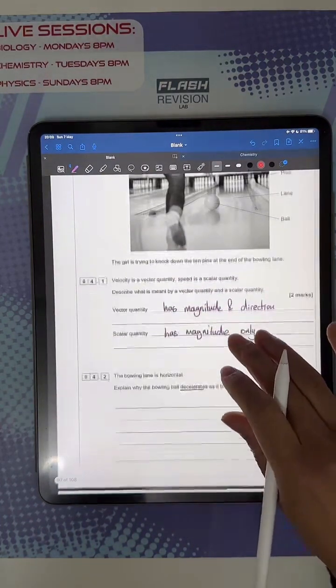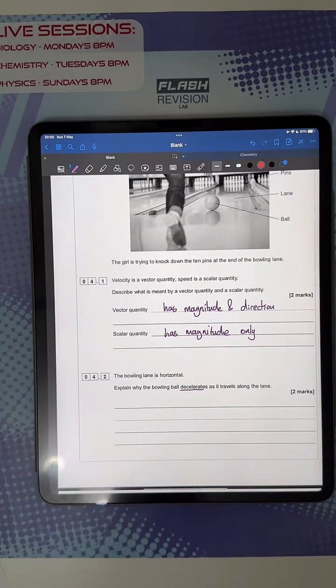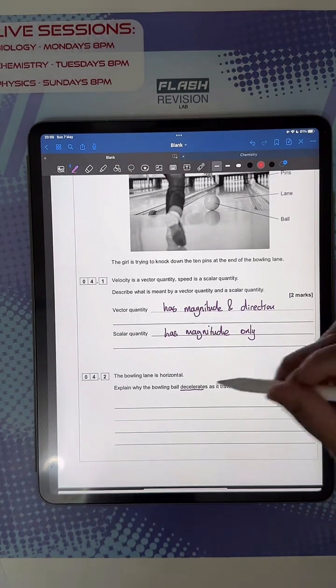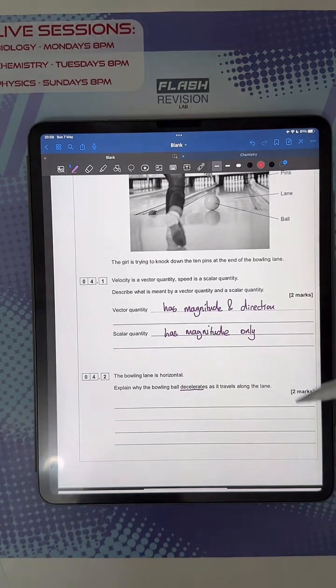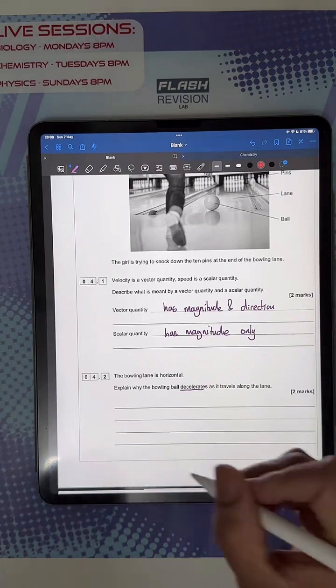So, question: explain why the bowling ball decelerates as it travels along the lane. I think someone said the answer, but what do we get the 2 marks for? Why does it slow down? It's basically saying, why does the bowling ball slow down as it's rolling down? Friction, good. We should mention friction. Friction acts on the ball. That's 1 mark. What do you think the second mark's for?